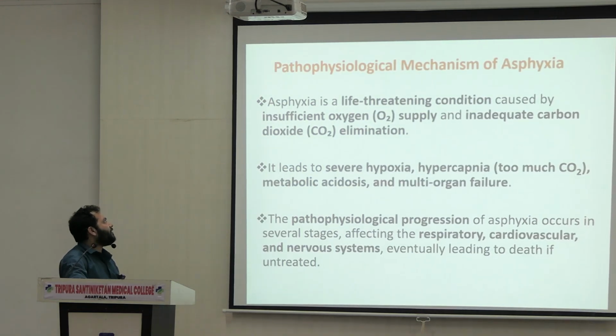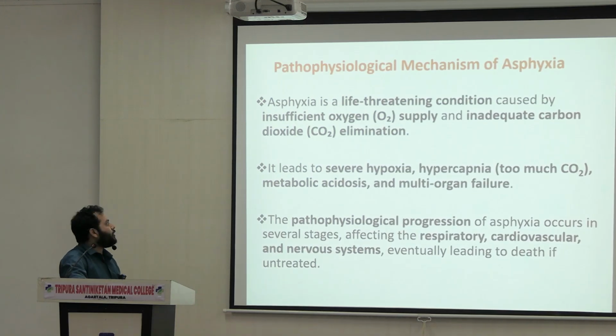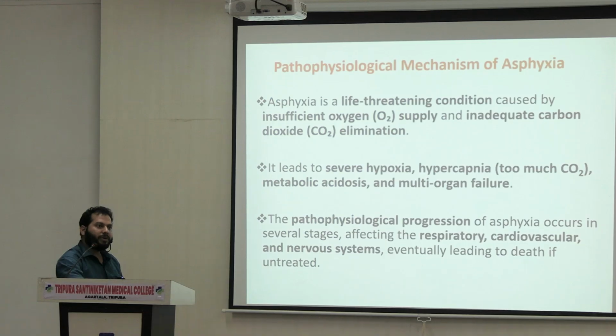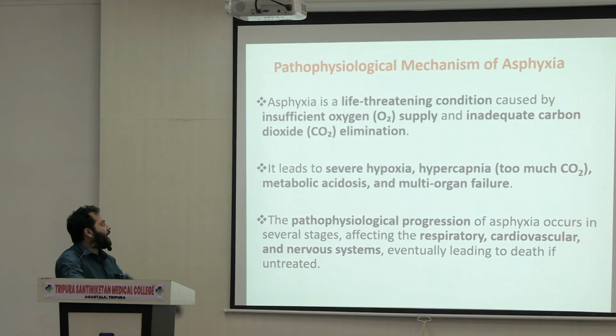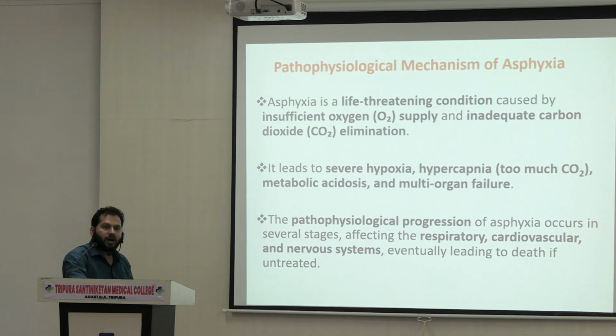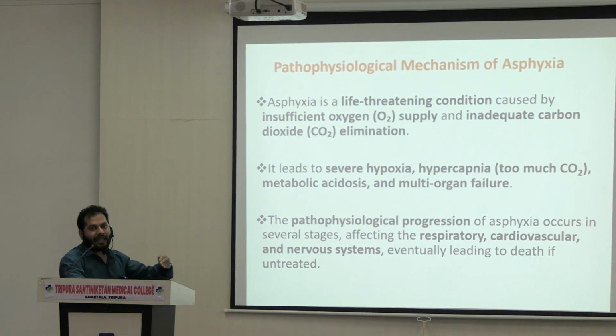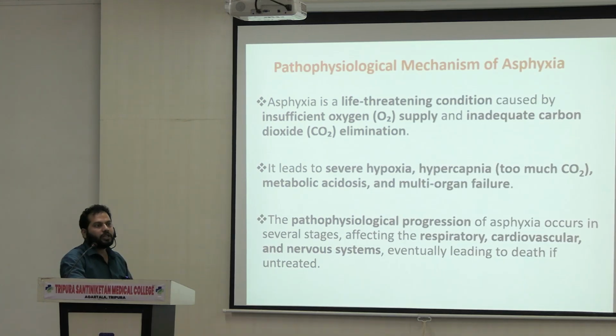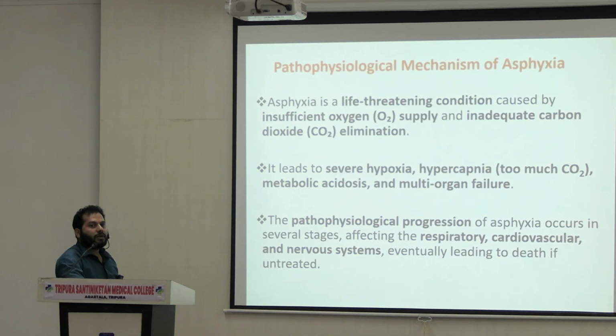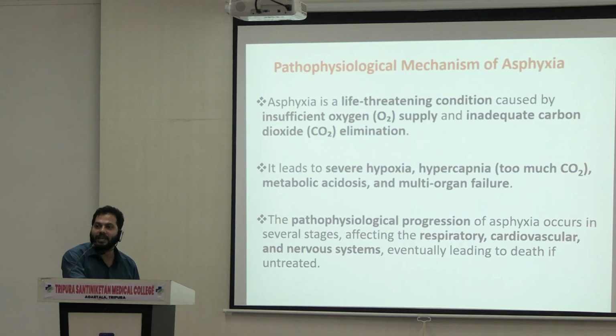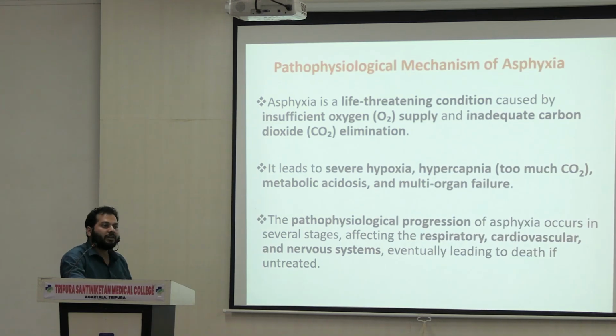there is again insufficient oxygen supply and inadequate carbon dioxide elimination, right? Like the previous one, it leads to severe hypoxia. Obviously, if there is imbalance between supply and demand, there will be chances of the development of severe hypoxia and too much carbon dioxide, because carbon dioxide is accumulated in the tissue, it is not washed out. At the same time, due to the changes in the pH, there is a high chance of the development of metabolic acidosis and multi-organ failure.